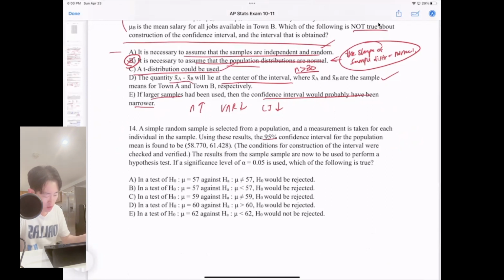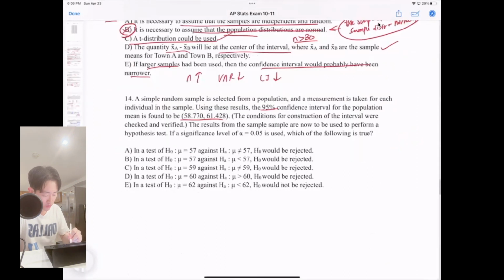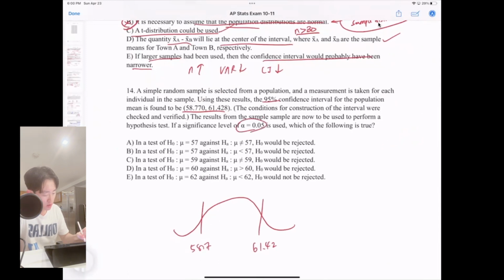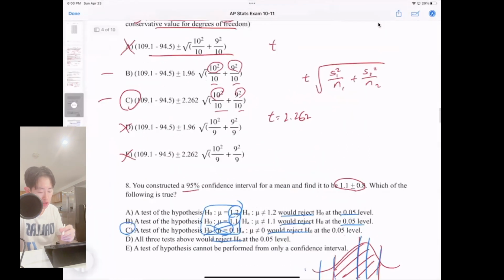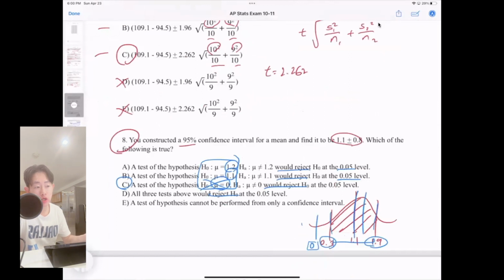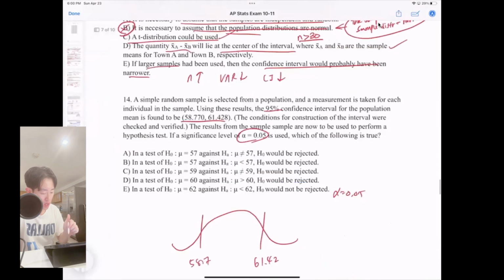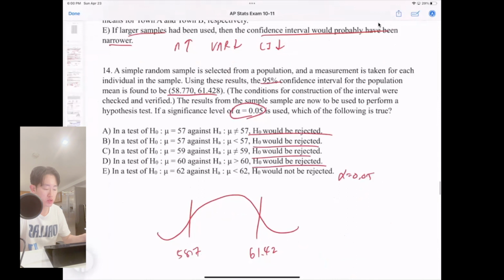We have a 95% confidence interval for the population mean found to be 58.7 to 61.42. If the significance level of 0.05 is used, which of the following is true? Now, this is very similar to the one that we've done before. It's similar to question number 8, where you're trying to look for a null hypothesis that's kind of ridiculous and not part of your confidence interval. Now notice how your null would be rejected for most of these answers except for the last one.